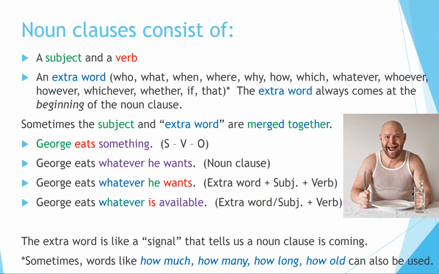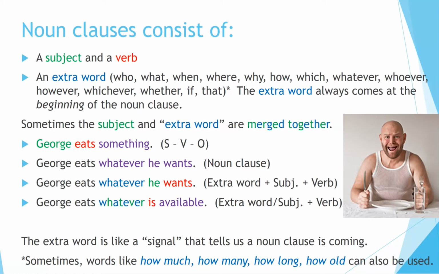The extra word can be who, what, when, where, why, how, which, whatever, whoever, however, whichever, whether, if, or that. The extra word always comes at the beginning of the noun clause. Now, don't get these confused. Sometimes we use these words for questions. That's not what we're doing here. Sometimes the subject and extra word are merged together.